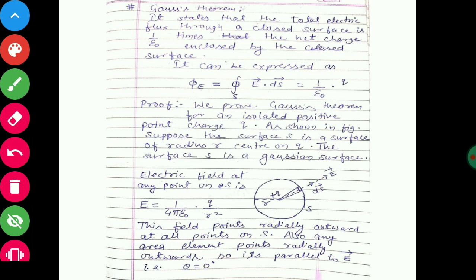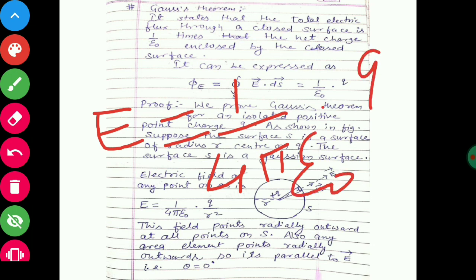Electric field at any point on S. See, due to that charge, what is the electric field? Electric field is 1 by 4 pi epsilon naught into charge by distance square. So here the electric field is 1 by 4 pi epsilon naught charge q, and the distance from the center to that surface is r. So the electric field for this surface is 1 by 4 pi epsilon naught into q by r square.